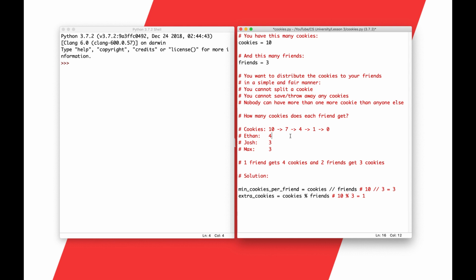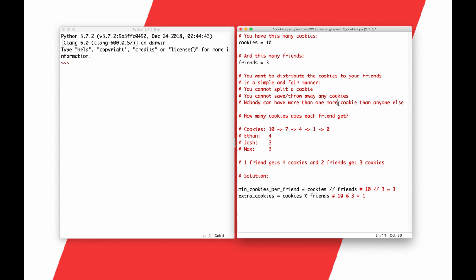Each person, again, based on this rule, cannot have more than 1 more cookie than anyone else. So if you gave 1 person 2 extra cookies, that would not be fair, because they would have 2 more cookies than another person, which is not allowed. So every person that gets an extra cookie gets 1 extra cookie. So that's very important. Now, how many people get an extra cookie?